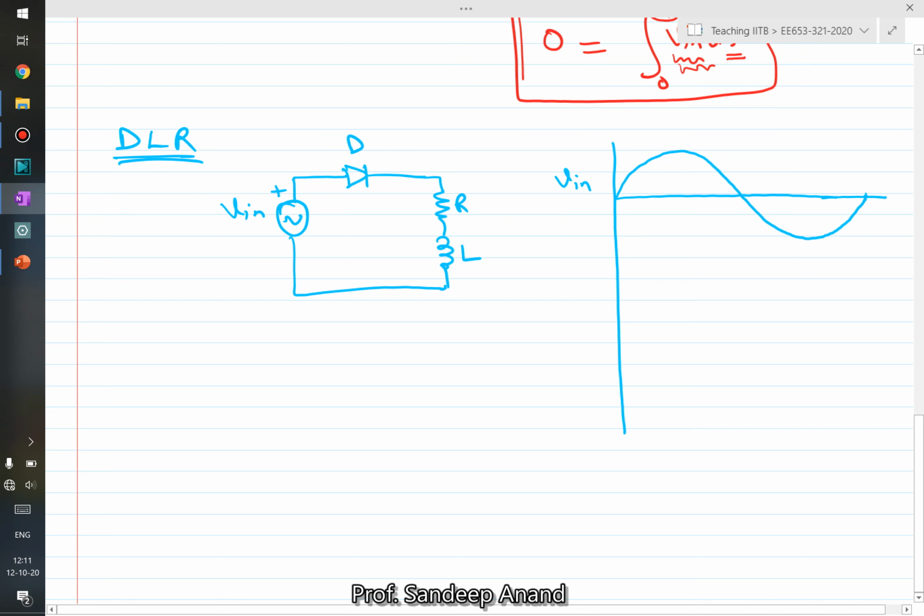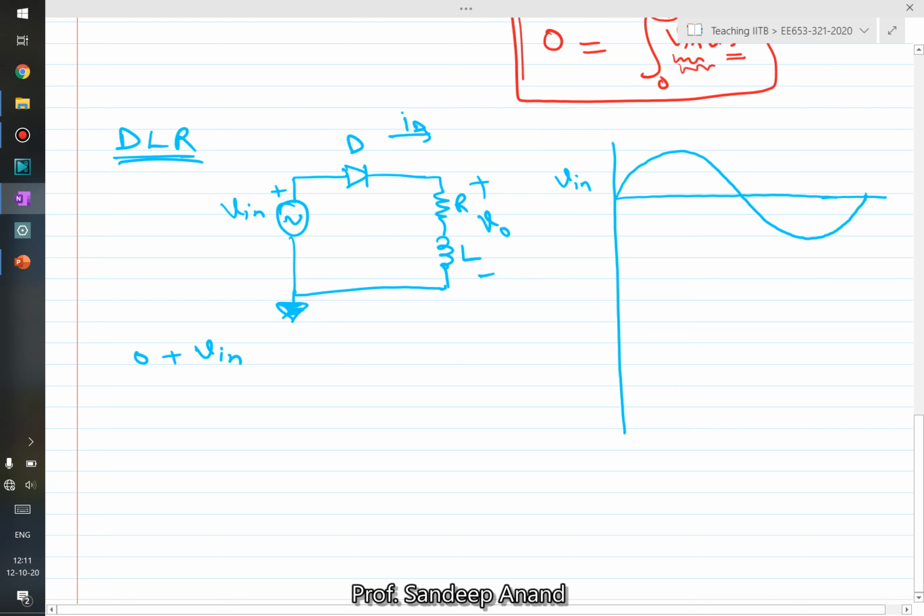I can write this current as ID. Let's say now I want to call it ID, which is the same as output current, and this is my output voltage, which is appearing across the combination of L and R. So I can write the Kirchhoff's voltage law starting from ground, 0 plus V in.